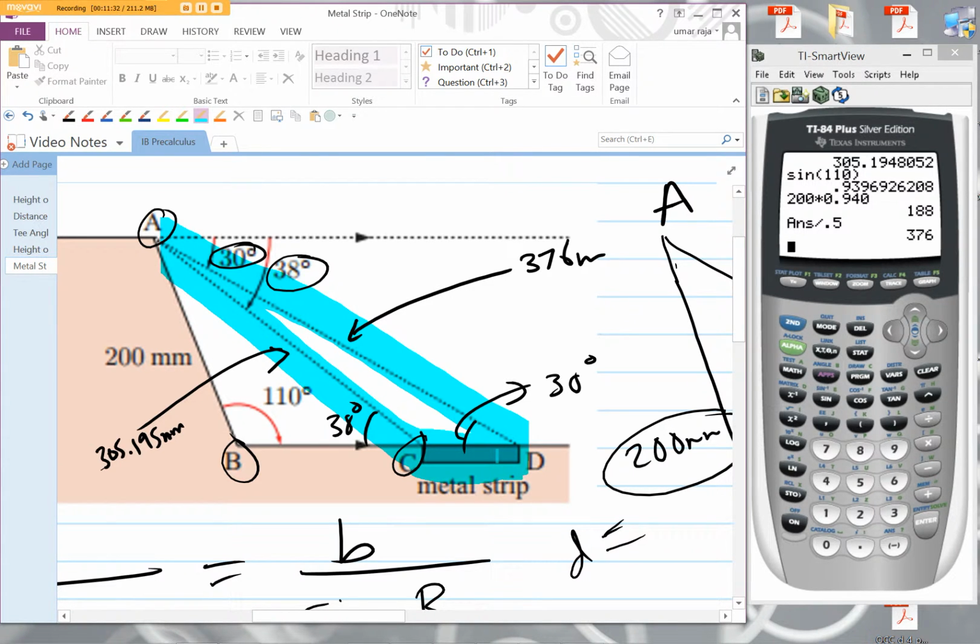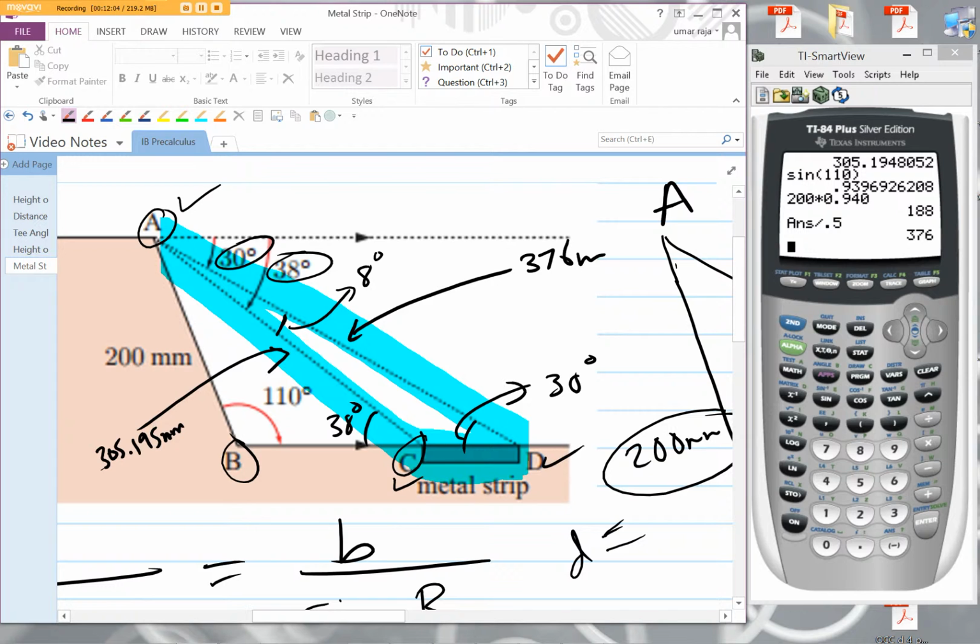We got the two sides, we got the 305.195 millimeters, and then we just found out the second side, which is 376 millimeters. Now, if you notice something, this angle at the top is given as 38 degrees, and the other angle is given as 30 degrees. So this angle has to be a difference of 38 minus 30 degrees, which makes this an 8-degree angle. So what we're going to do is focus on triangle ACD.